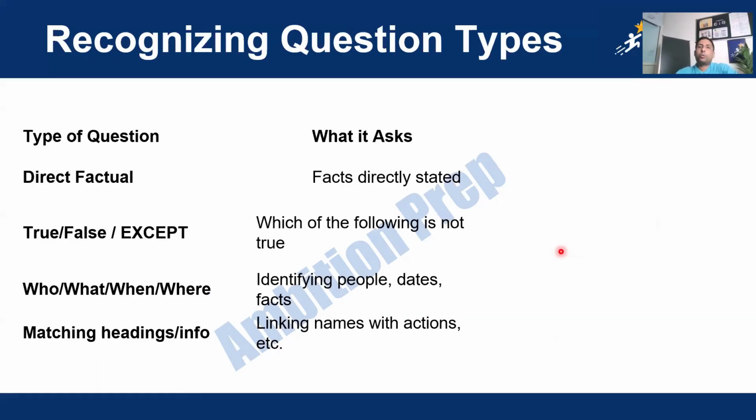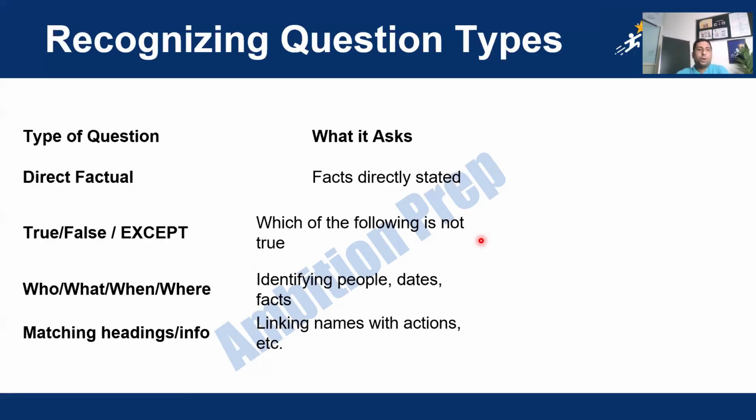Next, how to recognize question types related to factual reading comprehension. Direct factual means the facts which are directly stated in the passage, and that can be called the direct factual question type. Next is true, false, or accept. What if I say which of the following is not true? It means it is a true, false, accept kind of question.